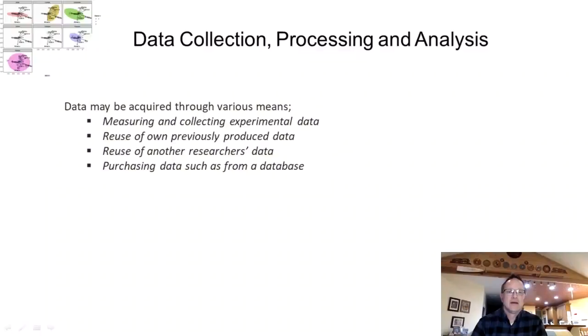Talk a little bit about data collection, how to extract, and how to transform the data that you find in your literature review. Okay, so there's a lot of different ways you can collect data. You can measure and collect experimental data on your own in the laboratory. You can take data that you've previously produced. You can reuse another researcher's data, which is what we're asking you to do in a literature review.